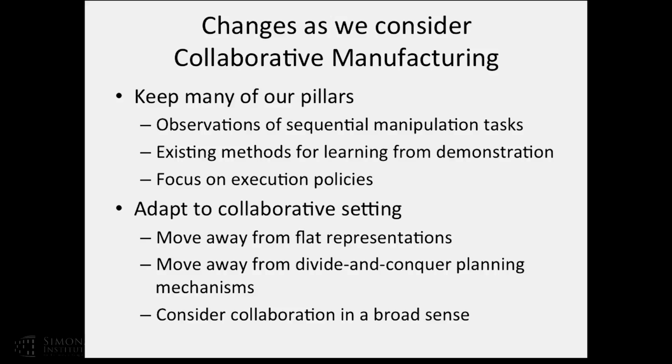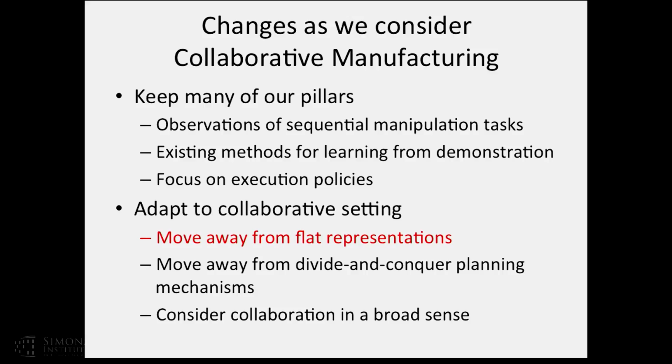Number one, we need to move away from these flat representations. They're just not adequate for dealing with the complexities that arise when you put that unpredictable human in an environment with the physical robot. Second, we need to move away from divide and conquer based planning mechanisms. I'll tell you what that means in a few minutes. And finally, we need to consider collaboration in a very broad sense. And that means changing what is the desired goal and the desired outcome of these systems and what we optimize our learning in order to be able to achieve. Okay, so let's take these one at a time.